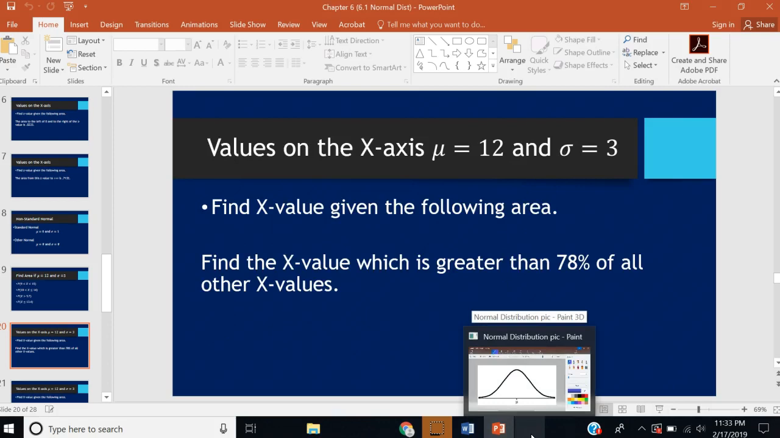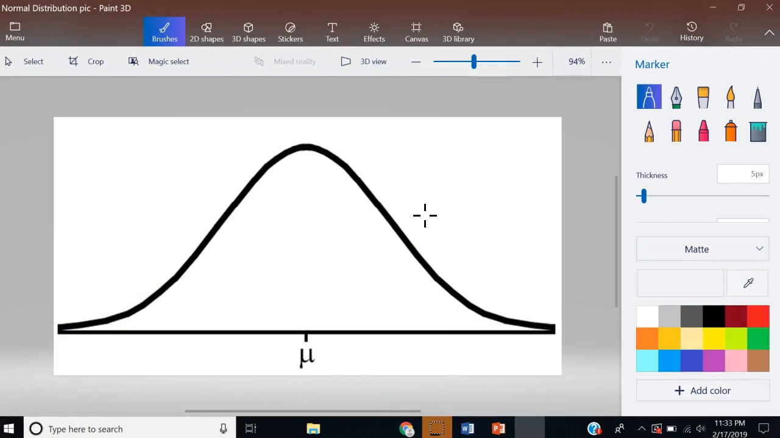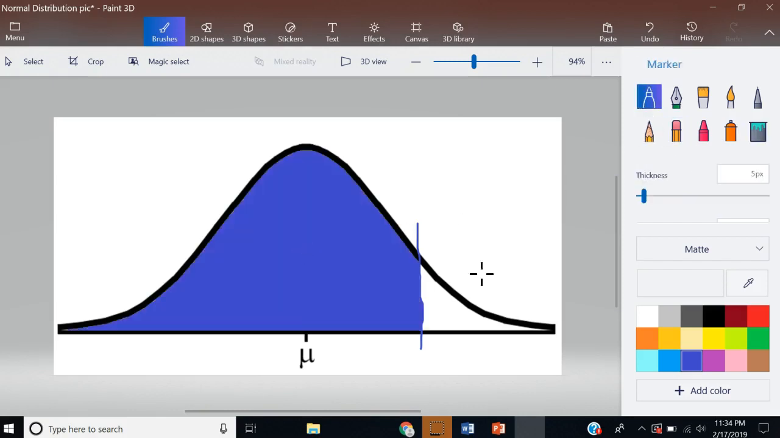Now, be really careful on the wording. We want to find an x value which is greater than 78% of all other x values. If you think about what that has to mean, that has to imply that wherever our x value is, 78% of all the other x values have to be below it, right? 78% are below our x value.